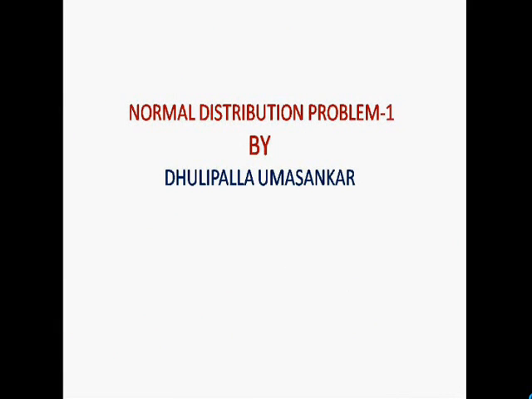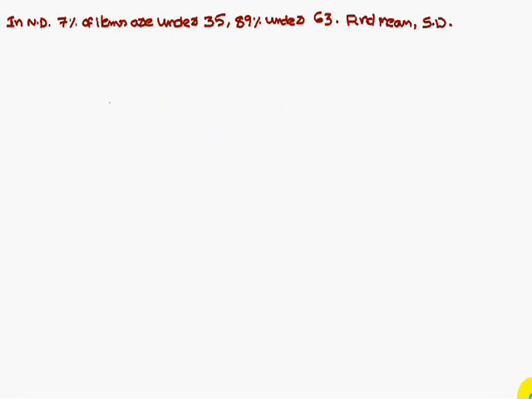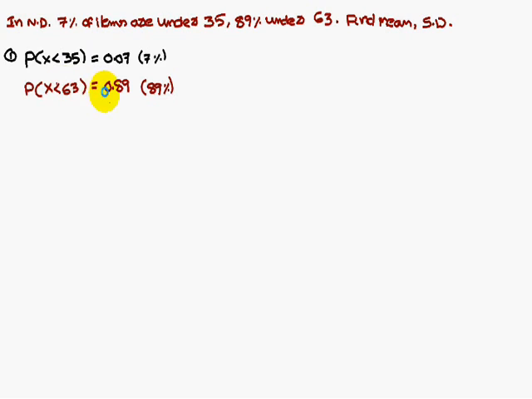Today we are going to discuss a normal distribution problem. Okay. In a normal distribution, what he has given is that 7% of the items are under 35 and 89% are under 63. Find the mean and standard deviation. That means you have to find the mu value and sigma value. The given data is probability of x less than 35 is 0.07, that is nothing but 7%, and x less than 63 is 0.89. Okay.